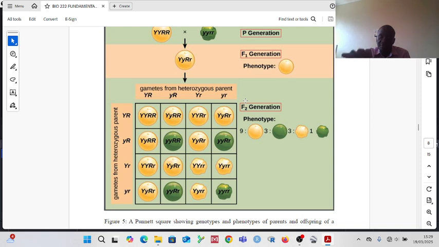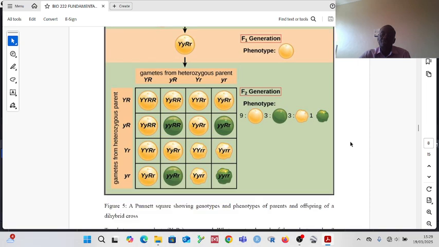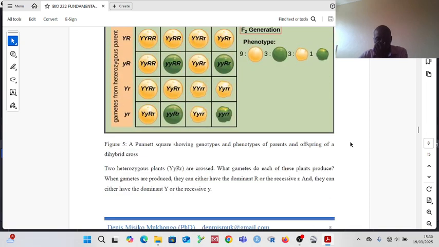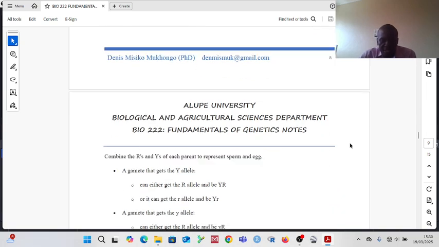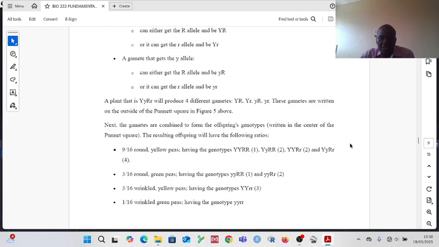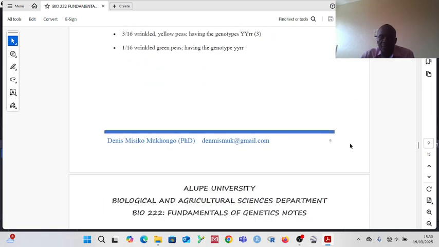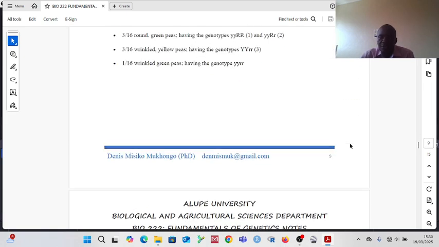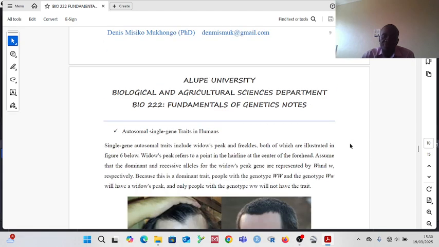Study that Punnett square on page 8, the figure 5. Then if you don't understand it, reach out to me and I'll explain it to you properly. But it is properly explained up to page 9.